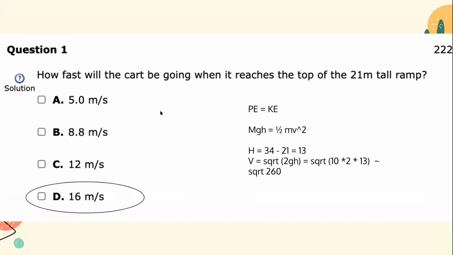Yep, D. So this is basically plugging in those formulas. The potential energy will be equal to the kinetic energy. So we plug in mgh is equal to 1/2 mv squared, and velocity is equal to the square root of 2gh. And just plugging in those numbers, we are going to get around something like 16. Does that make sense?